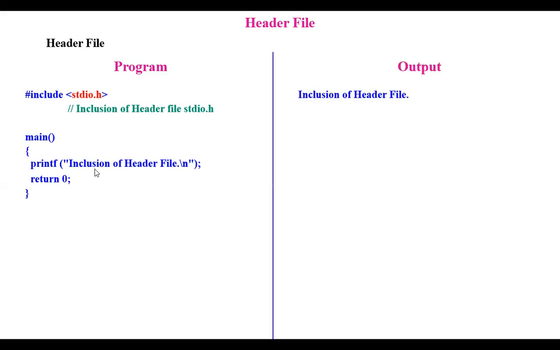Suppose you are writing some other header file. When you include it and make this kind of comment, the other person can easily understand that the header file is added for some purpose. The remaining program is the same, and once it is executed, it prints this inclusion of the header file. This is the output.